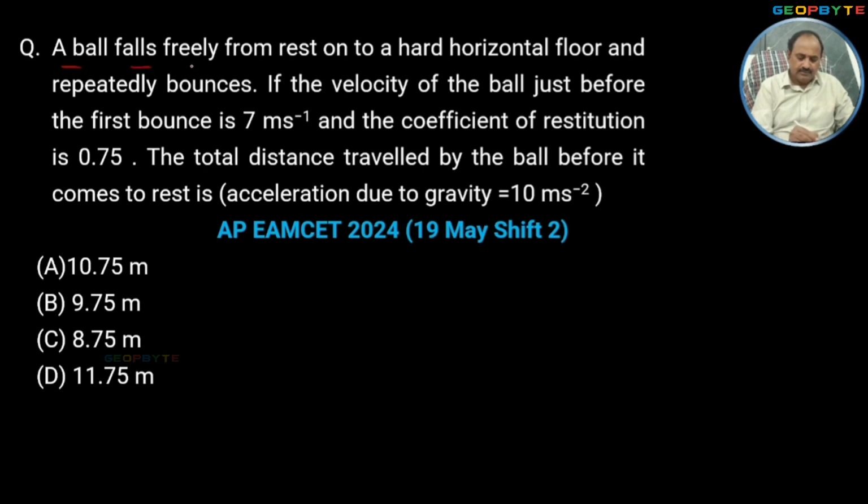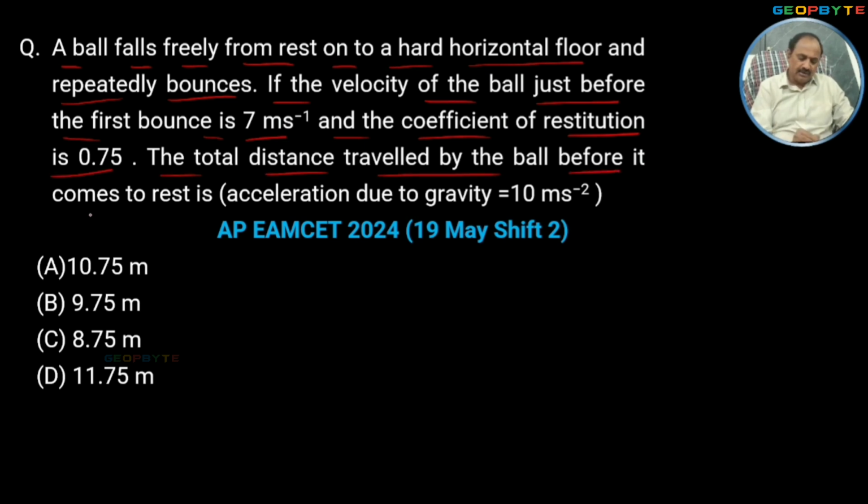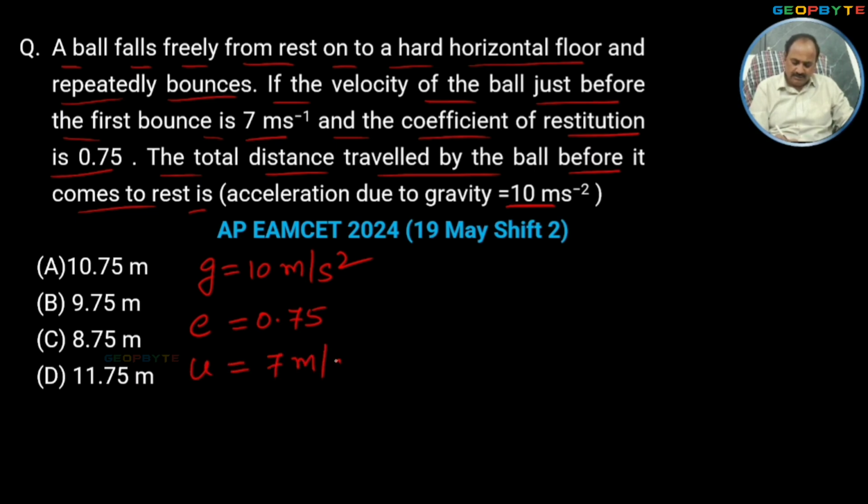A ball falls freely from rest onto a hard horizontal floor and repeatedly bounces. If the velocity of the ball just before the first bounce is 7 meter per second and the coefficient of restitution is 0.75, the total distance traveled by the ball before it comes to rest is? You're asked to take g equal to 10 meter per second square and the coefficient of restitution e equal to 0.75. Initial velocity of the ball is 7 meter per second.